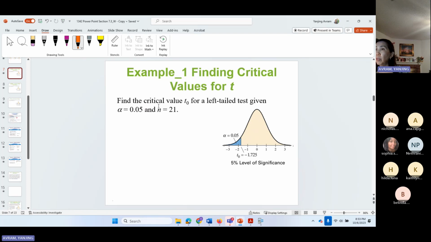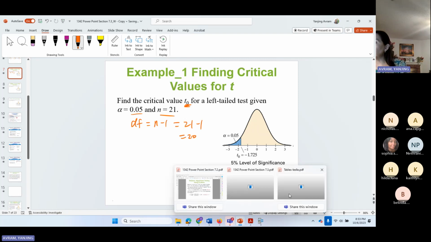We're still gonna need to be able to find a critical value for the t. On the left tail test, alpha is 0.05, n is 21. Remember, if you want to find a critical value for the t, you have to use df, and df is n minus 1. So 21 minus 1 is 20. So the degrees of freedom is 20, and then you look at alpha is 0.05.